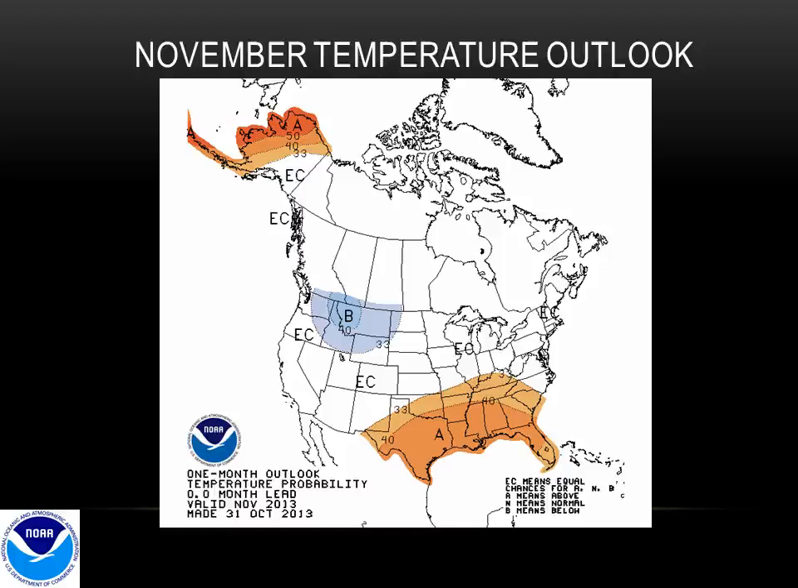And now we will turn our attention to the forecast for November 2013. This graphic is issued by the Climate Prediction Center, or CPC, and is the temperature outlook for the month of November. The cool colors indicate a greater chance of below normal temperatures, and the warm colors represent a greater chance of above normal temperatures. The time period for the normals runs from 1981 to 2010.